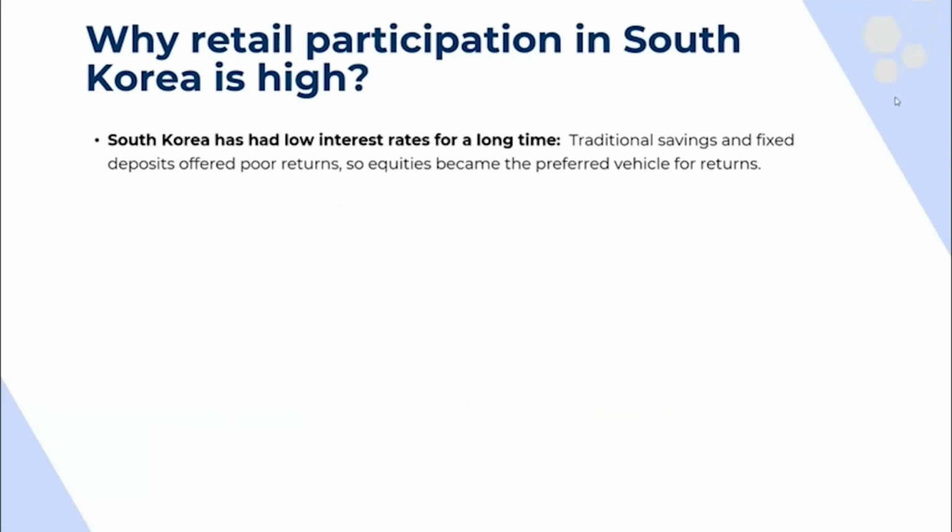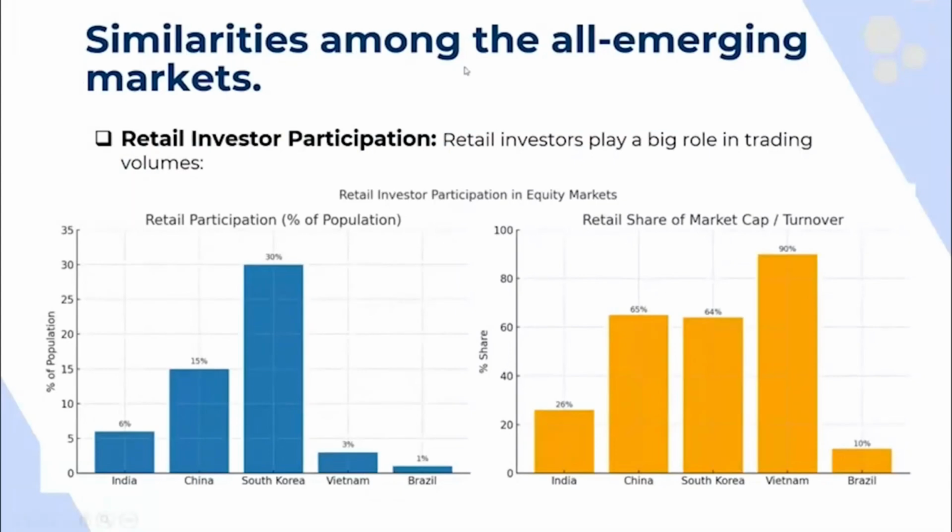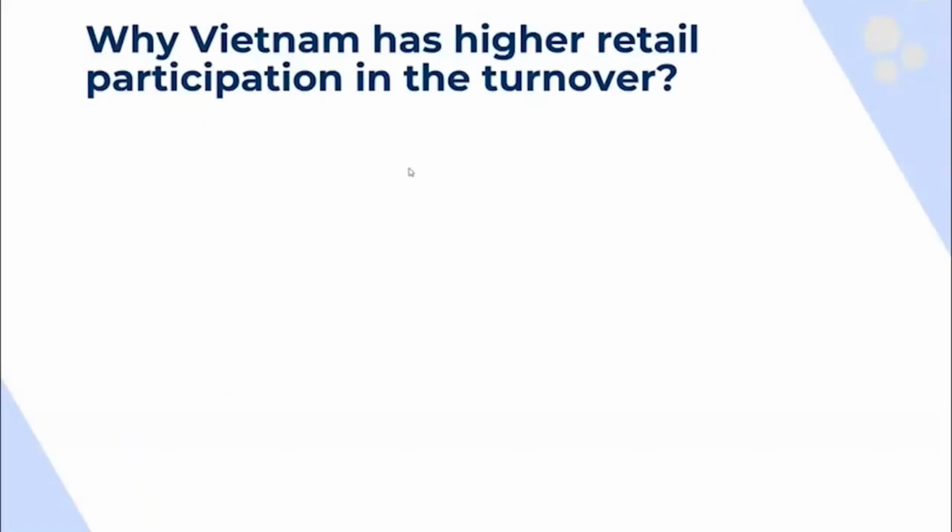Before you move ahead, can you please explain the previous two charts again, the second one exactly? This one, retail share of market cap by turnover. Okay, let's say market capitalization is 4.2 trillion. So about 26% of that is retail participation. Again, I'm just trying to convey why Vietnam has the higher retail participation in turnover.